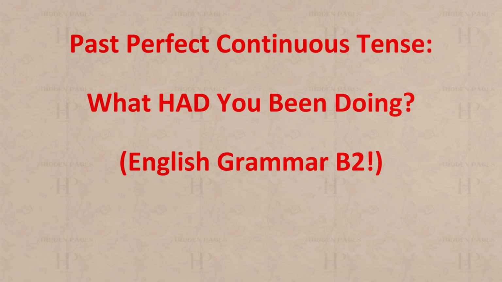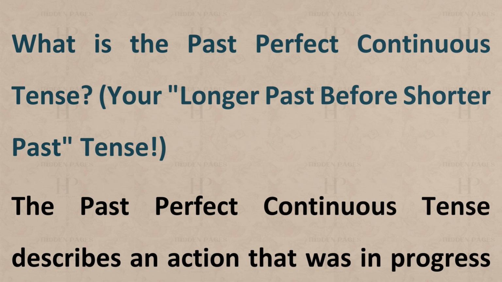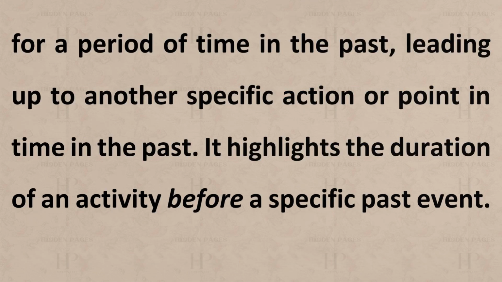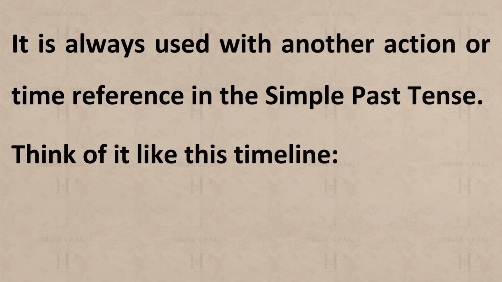Past perfect continuous tense. What had you been doing? English Grammar B2. What is the past perfect continuous tense? Your longer past before shorter past tense. The past perfect continuous tense describes an action that was in progress for a period of time in the past, leading up to another specific action or point in time in the past. It highlights the duration of an activity before a specific past event. It is always used with another action or time reference in the simple past tense.